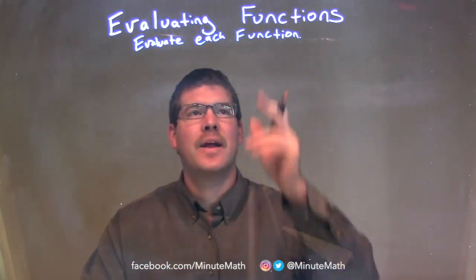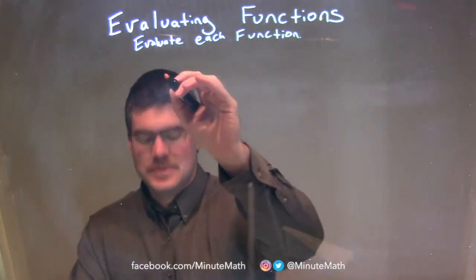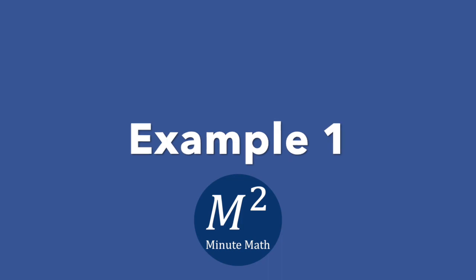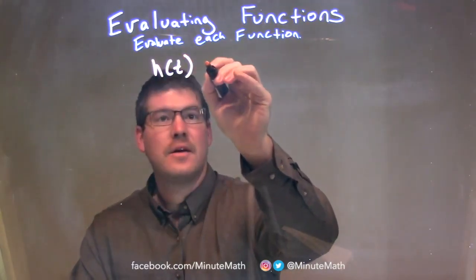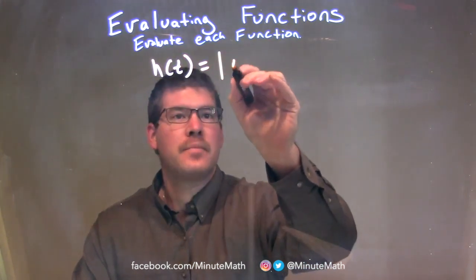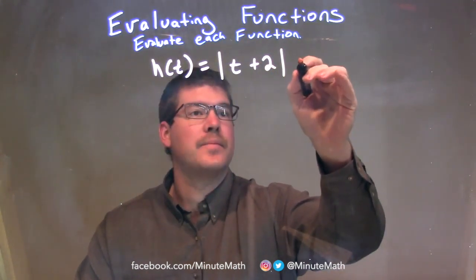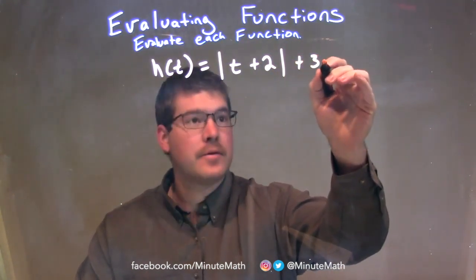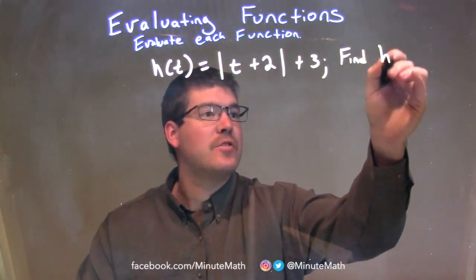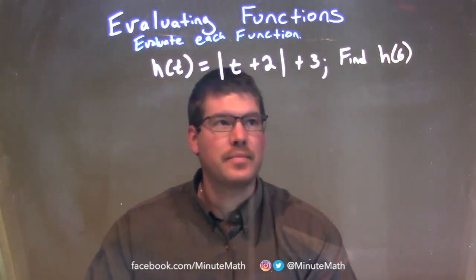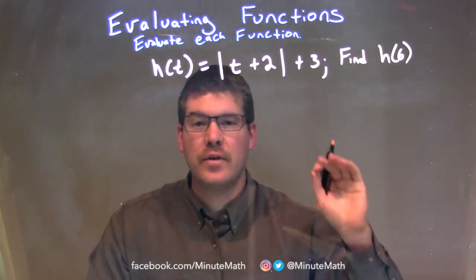Today we're going to learn about evaluating functions, and we're going to evaluate this function. Here's our function: h of t is equal to the absolute value of t plus 2, and absolute value plus 3. We want to find h of 6. Given our function, we want to find our h of 6.